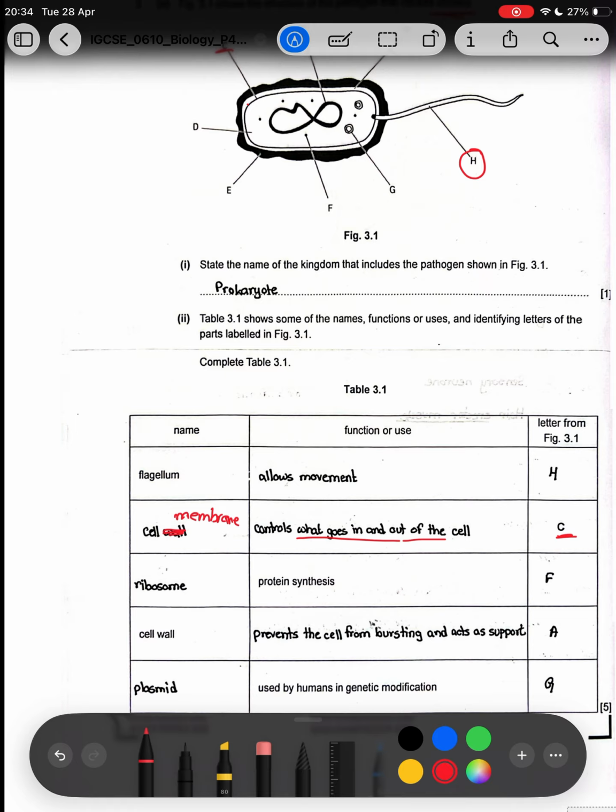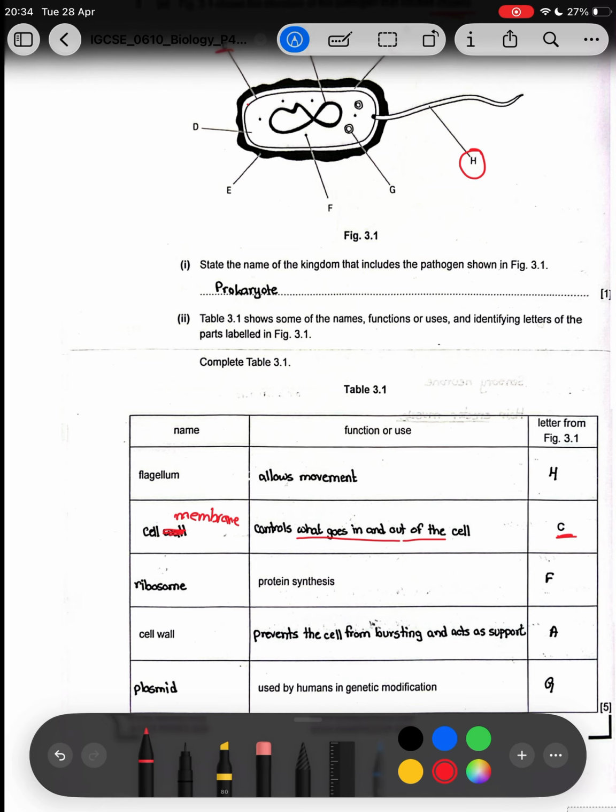So what the cell membrane does is it controls what goes in and out of the cell. It's important to understand that the first border outside the cytoplasm, or this part of the cell, is the cell membrane, and right outside the cell membrane will be the cell wall.